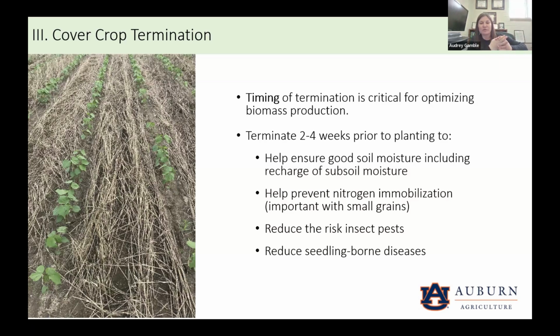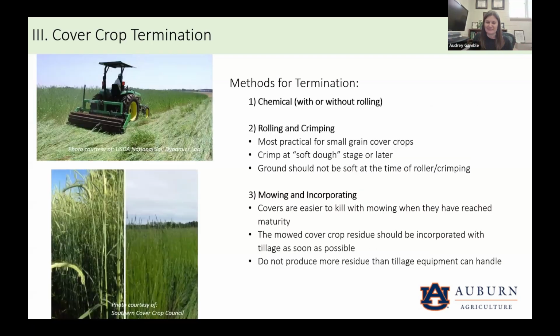And terminating 2 to 4 weeks ahead of planting can also reduce the risk of insect and disease issues, because when we plant directly into a green cover crop, we refer to that as a green bridge for insects, where insects can just go from the cover crop into the cash crop. So there are certainly producers who are comfortable and can make it work planting closer to termination. But these are some of the things you need to be on the lookout for if you do that. Make sure that there's not any insect issues and diseases that might become an issue.